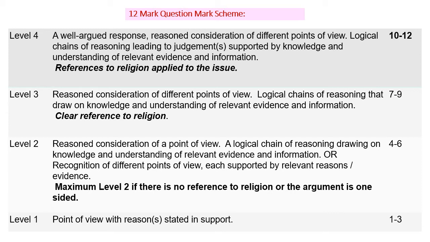It's split into levels, and you can see the kinds of words they're looking at for level 4, level 5. Reasoned consideration of different points of view. So you're considering different points of view rather than just describing them on different sides. You're clearly referring to religion, or detailed references to religion applied to the issue. To be in that level 4, you have a logical chain of reasoning. So lots of back and forth arguments leading to a judgment, so that final conclusion that sums up your points of view, supported by knowledge and understanding. So that's what the examiner is looking for at level 4. Again, if you're not sure what that means precisely, send your 12-mark question to your teacher to get it marked instead.